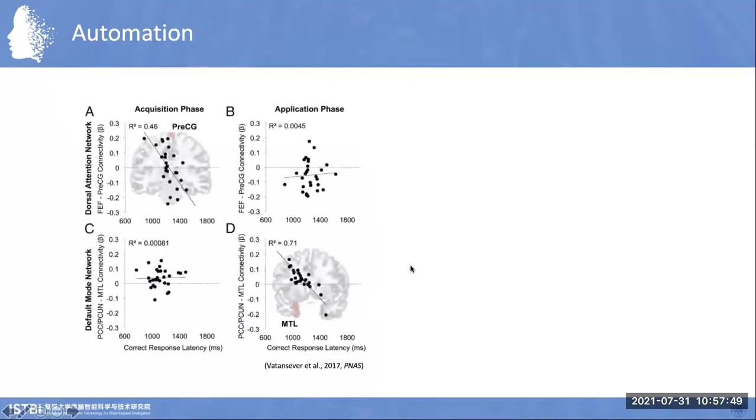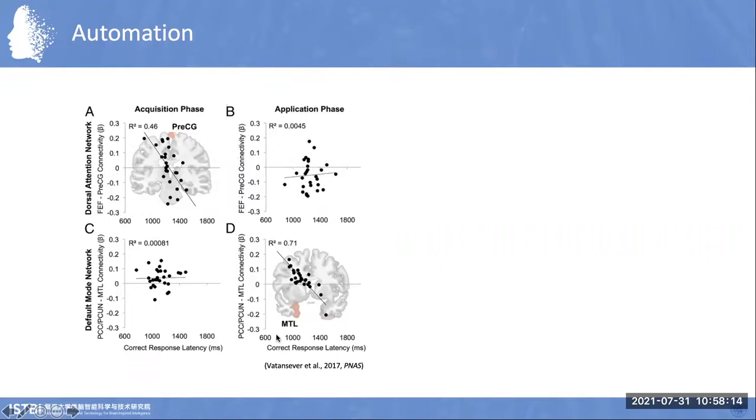So here we try to do kind of like a double dissociation, in which the dorsal attention network, so we had to select a particular region of interest to focus in this analysis. But in general, the dorsal attention network was associated with better performance, but only in the acquisition phase of the task and not in the application phase.